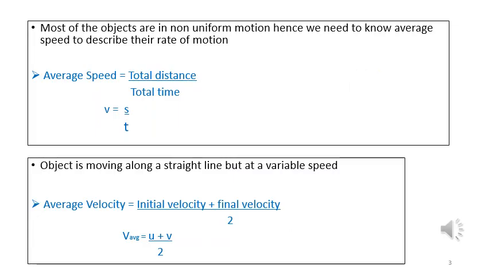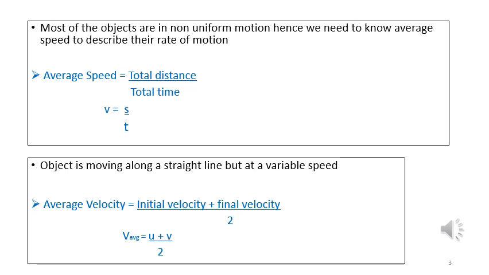We have studied what is speed and what is velocity. But many a time when we say an object is moving, or a particular car moved on the expressway with a speed of 80 kilometers per hour, does it indicate that the car was constantly moving with that speed? No, it is not possible, as most of the objects are in non-uniform motion.